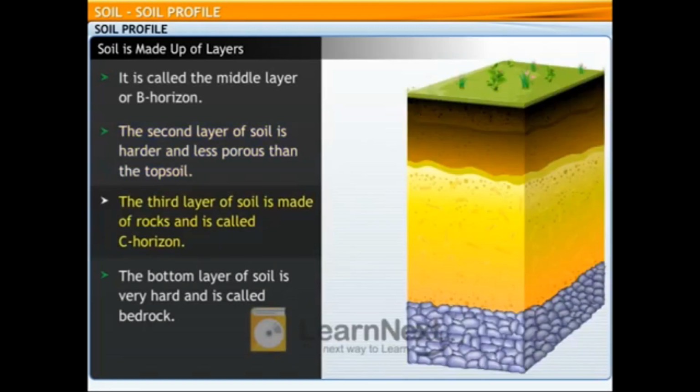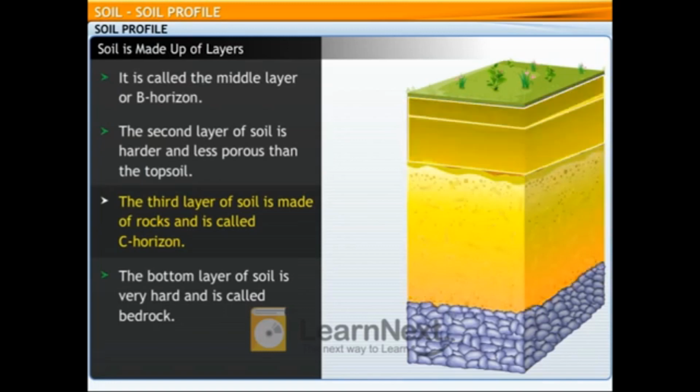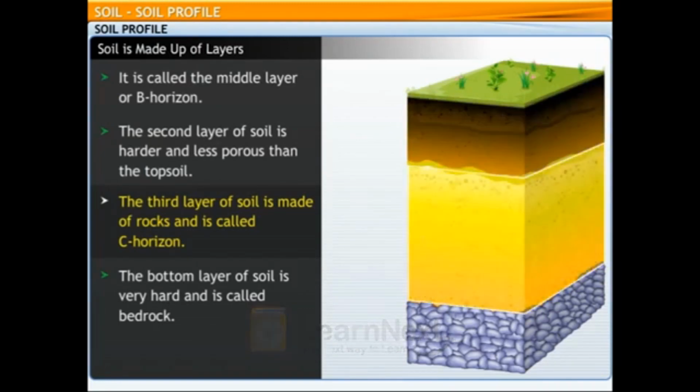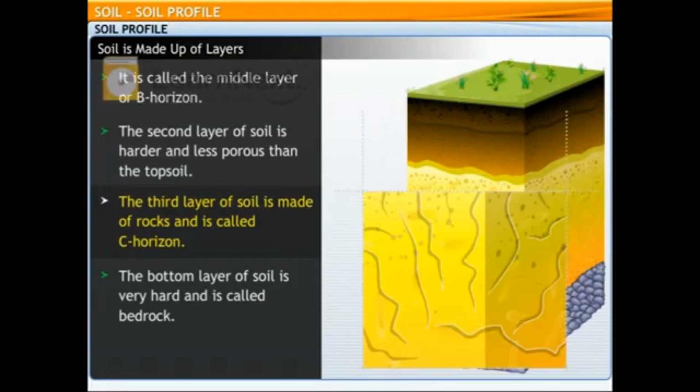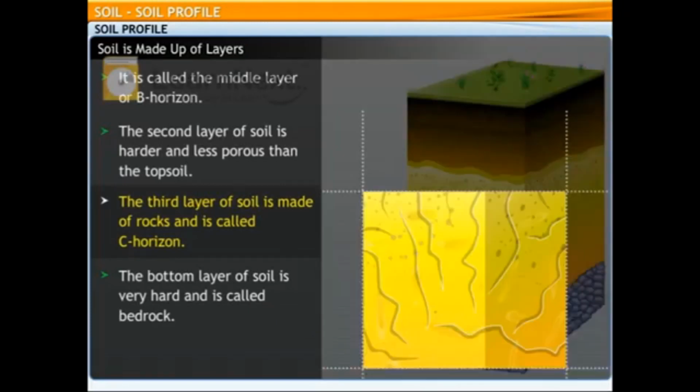You will see that the third layer in the soil profile is not as compact as the two layers above it. This layer is called the C horizon and has cracks running through it. It is mostly made up of rocks.